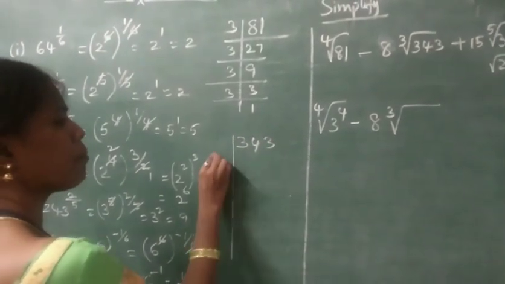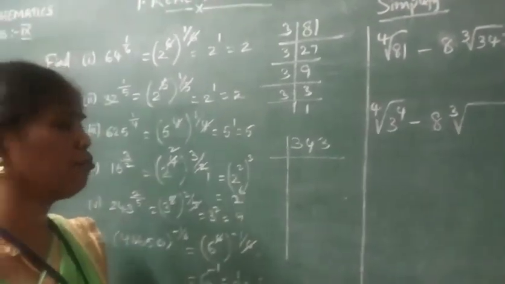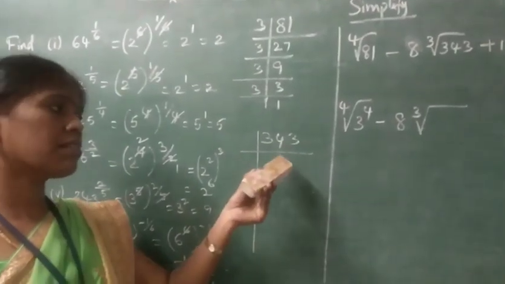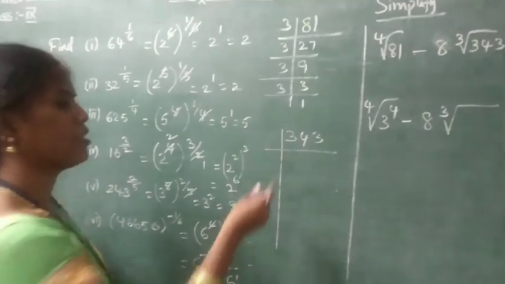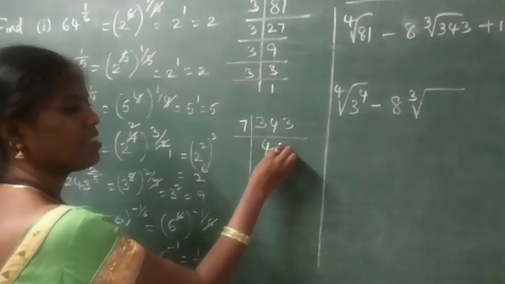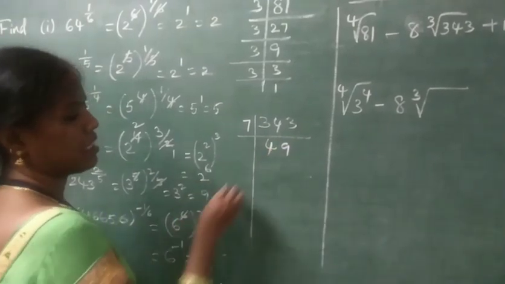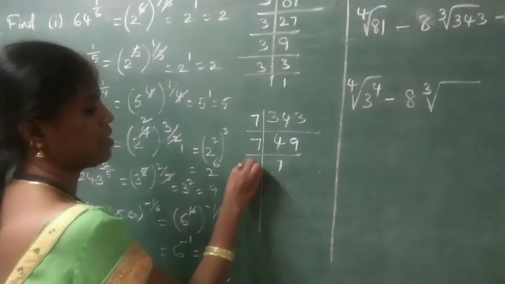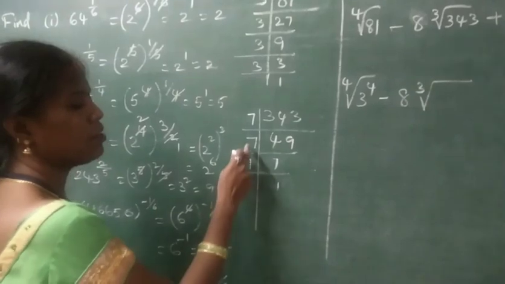3 also not possible. 4? No way. 5? No way. 6? No way. 7, we will try. 7 4s are 28. 63. 7 9s are 63. 7 7s are 49. 7 1s are 1, 2, 3.